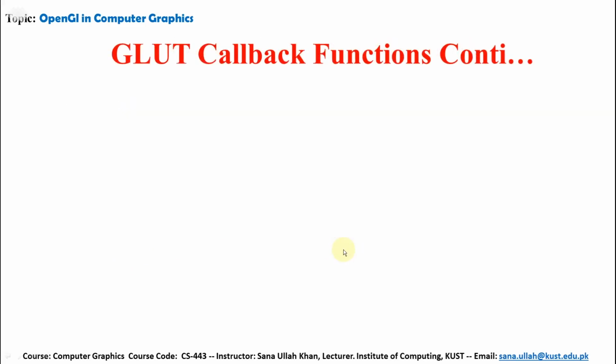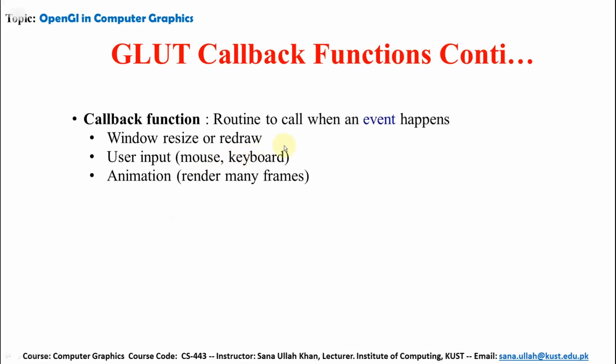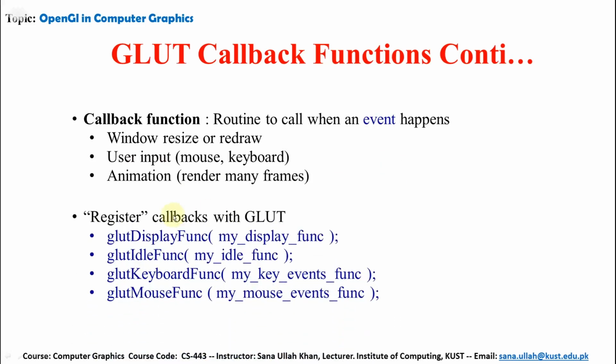A callback function is a routine to call when an event happens, such as window resize or redraw, user input from mouse or keyboard, animation, rendering, frame, etc. So we register callbacks with GLUT: glutDisplayFunc registers a display function, for example to draw line segments or points. glutIdleFunc registers an idle function, glutKeyboardFunc handles key press events, and glutMouseFunc handles mouse button press and release.